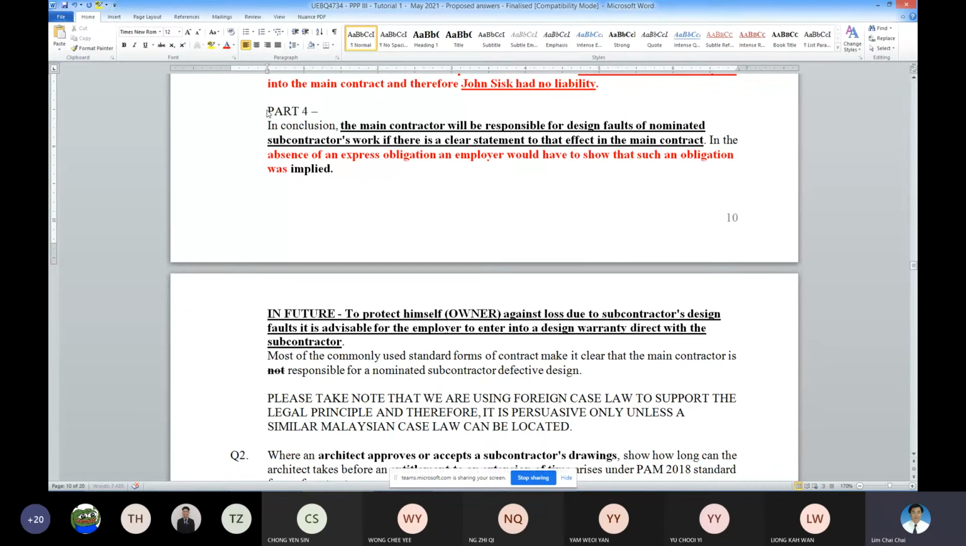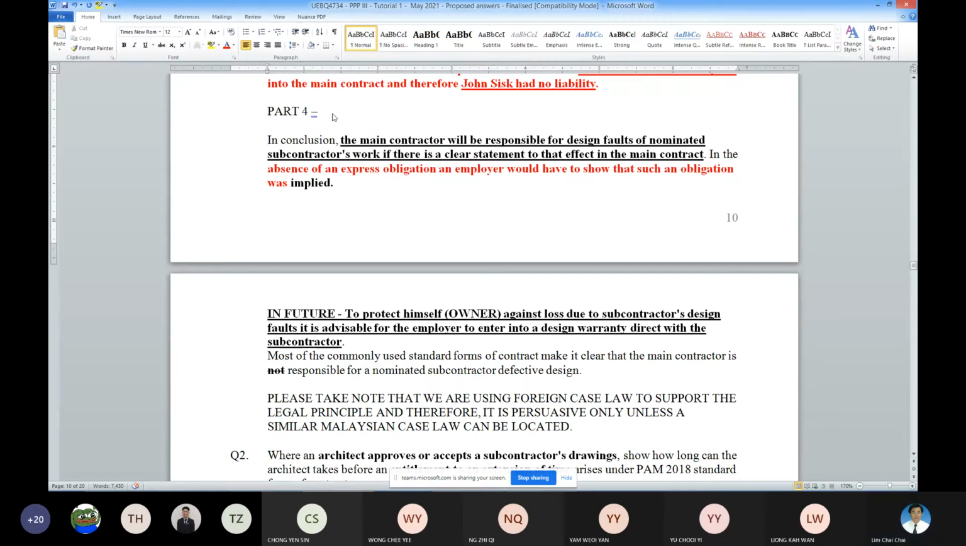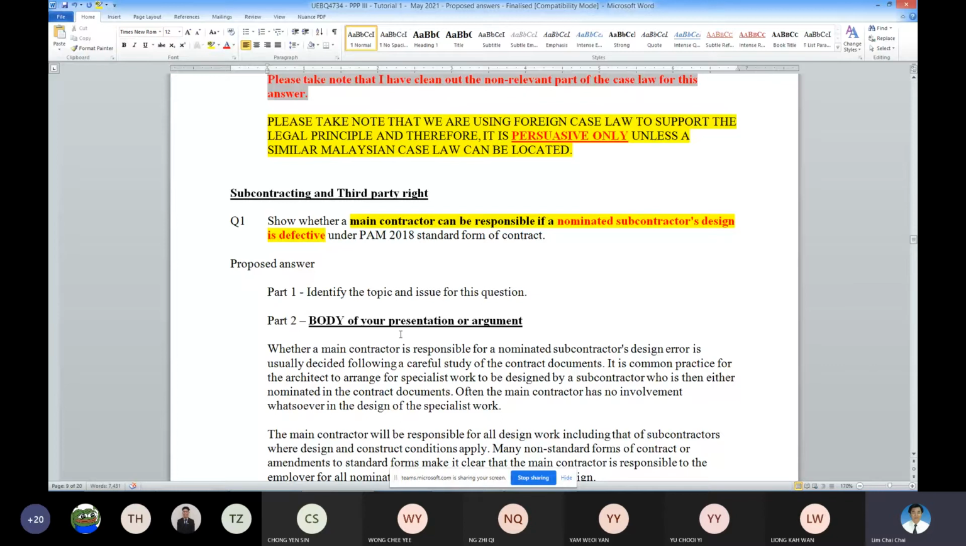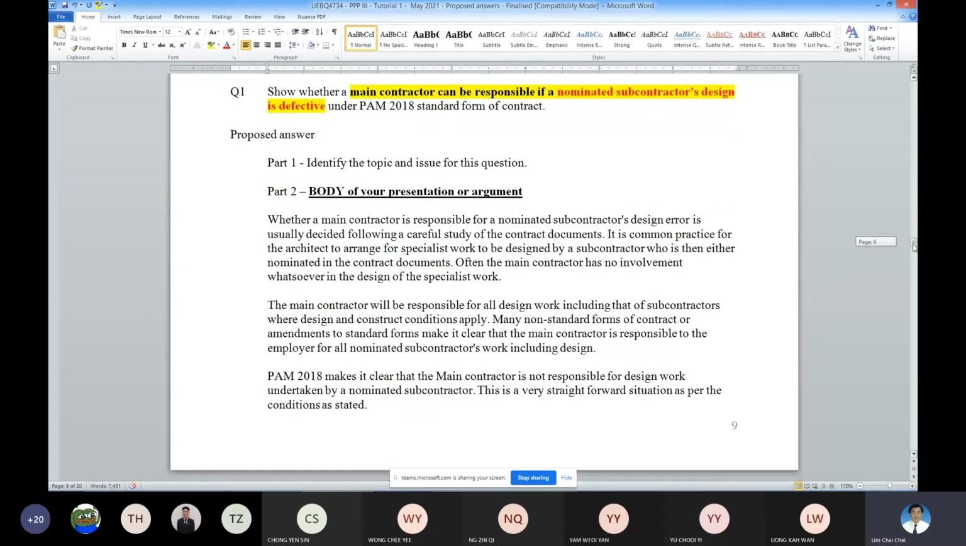So this one will be your conclusion. So this is how you look at the answers. Okay. So now I go step by step. Part one is on the introduction. Part two is an argument.